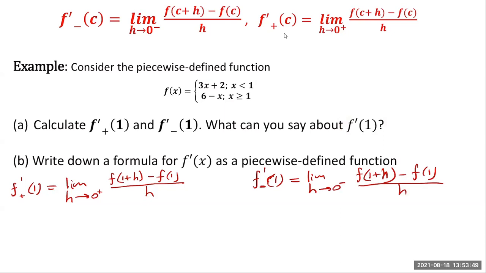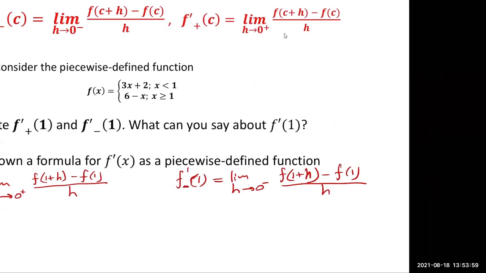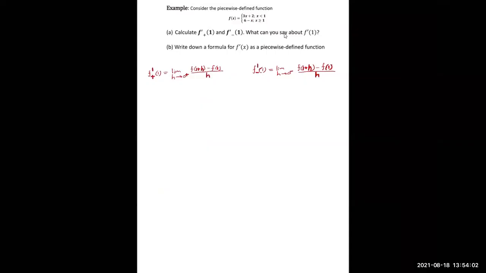Okay, to answer this question, let's find f prime plus 1 and f prime minus 1, the right derivative and the left derivative. Let's copy everything to a new page. Let's find the right derivative first. Okay, this is the definition of right derivative at x equals 1. F prime plus of 1 is equal to the limit as h approaches 0 from the right-hand side of f of 1 plus h minus f of 1 divided by h.